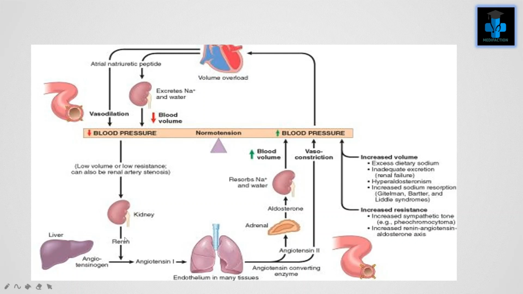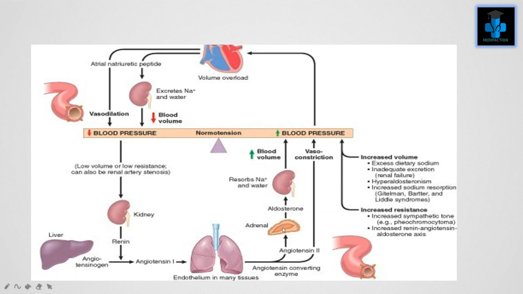This renin then cleaves the angiotensinogen produced by the liver, resulting in formation of angiotensin 1. But this angiotensin 1 is inactive in nature. So in order to become active, the angiotensin converting enzyme helps to make angiotensin 2, which is active. So in order to maintain the BP, there are three major mechanisms.